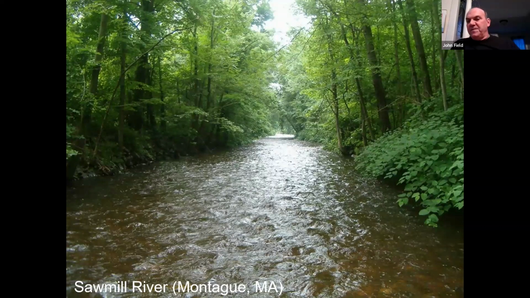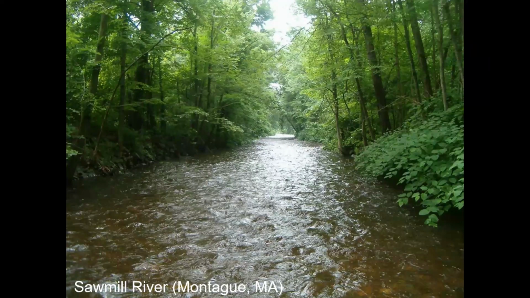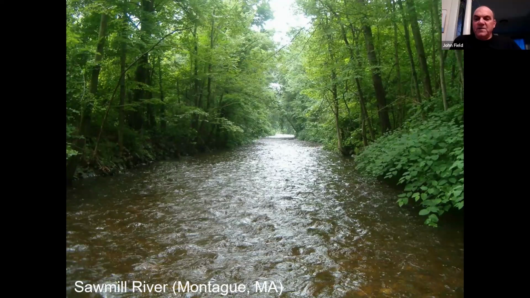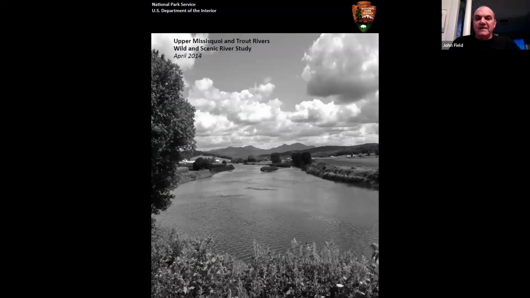Now, we've grown up with these straightened rivers. When you look at a photograph here of the Sawmill River, artificially straightened decades ago, if not more than a century ago, we see an idyllic river. In fact, these straightened rivers are so scenic and idyllic that one of these straightened channels made the cover of the Wild and Scenic River Study Report for the Upper Missisquoi and Trout Rivers.